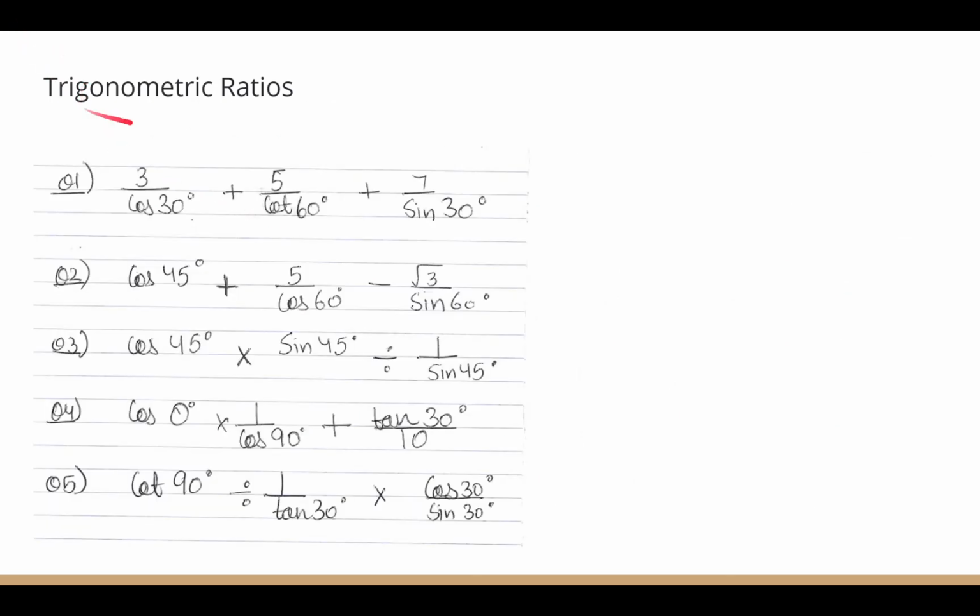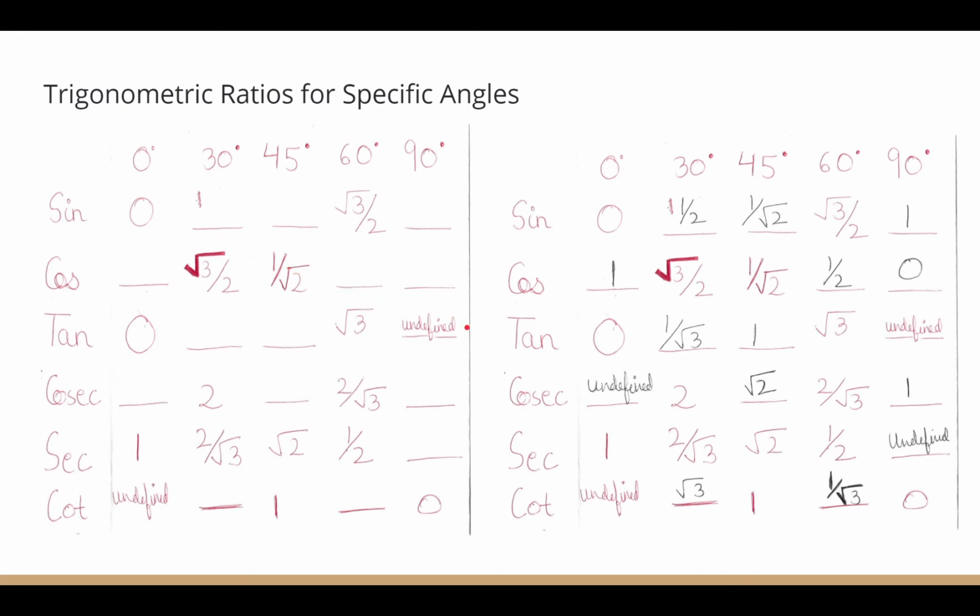So these are the equations based on trigonometric ratios for specific angles. What you have to do is substitute the trigonometric ratio with the specific angle. For example, it is 3 here. It shows 3 by cos 30. So the value of cos 30 is under root 3 by 2.